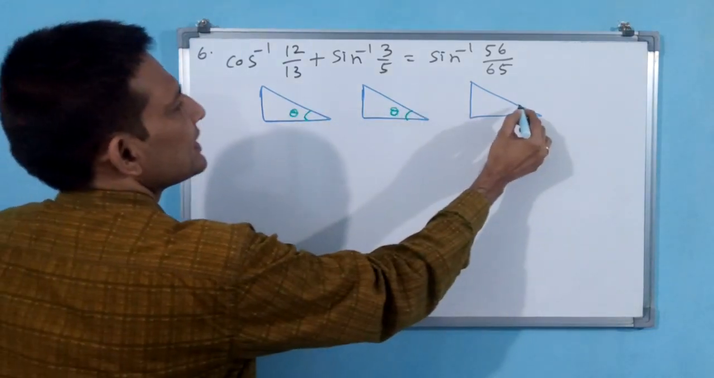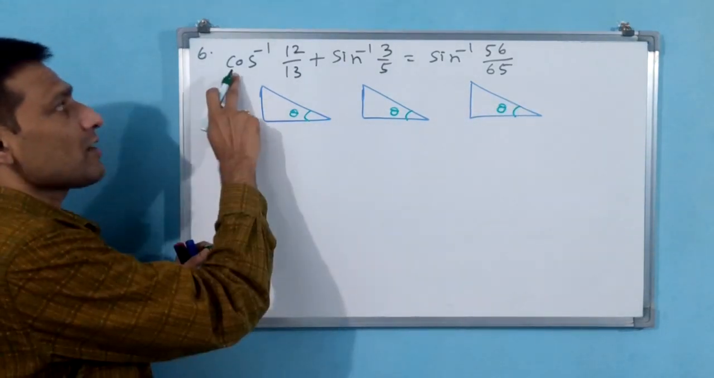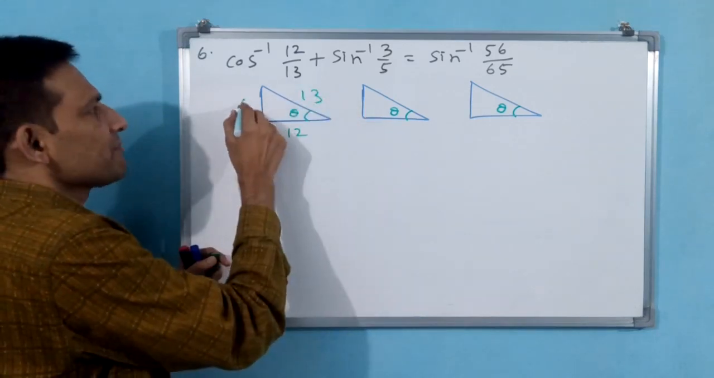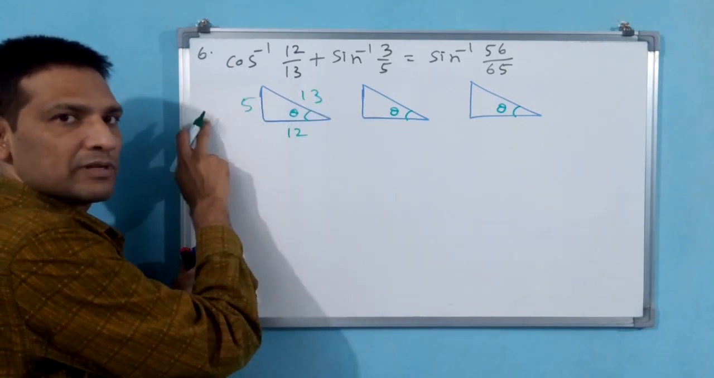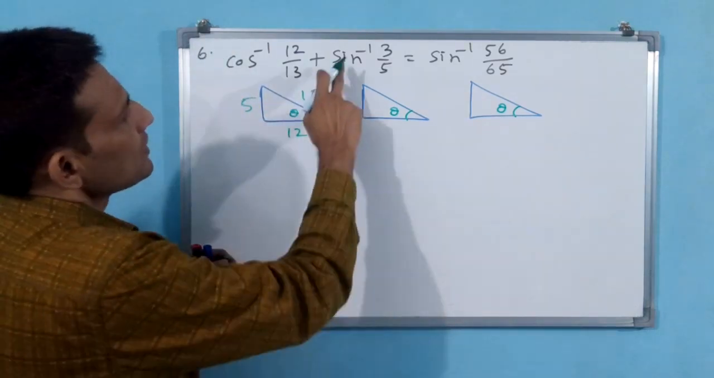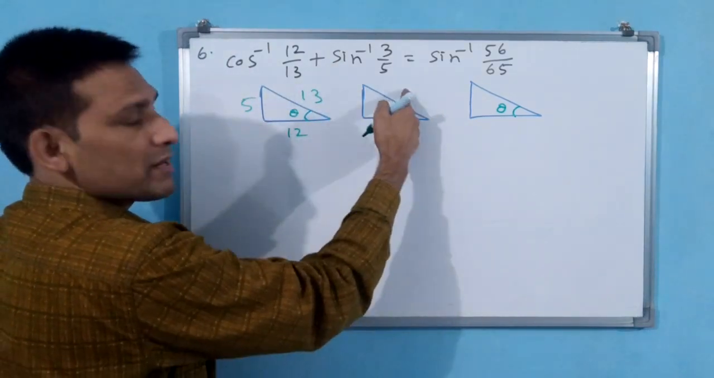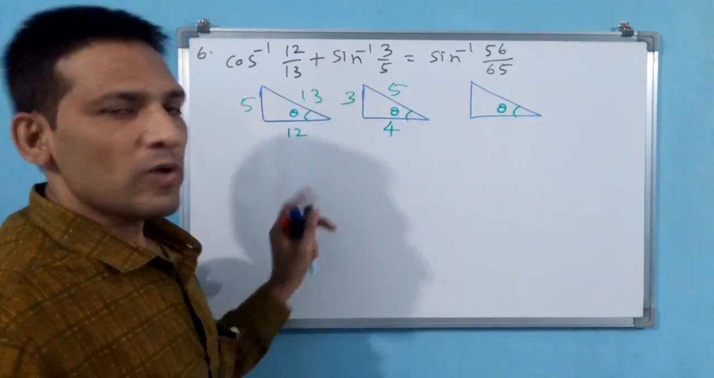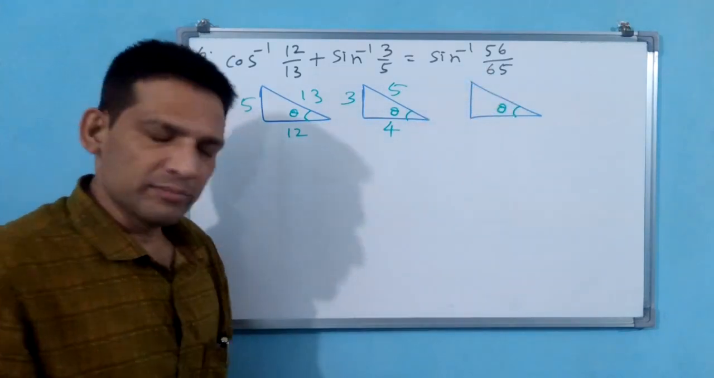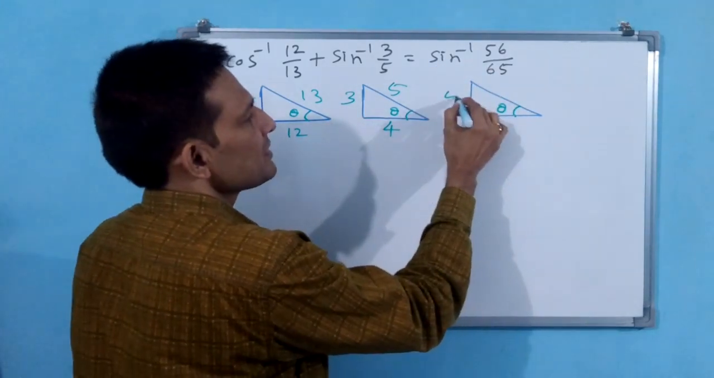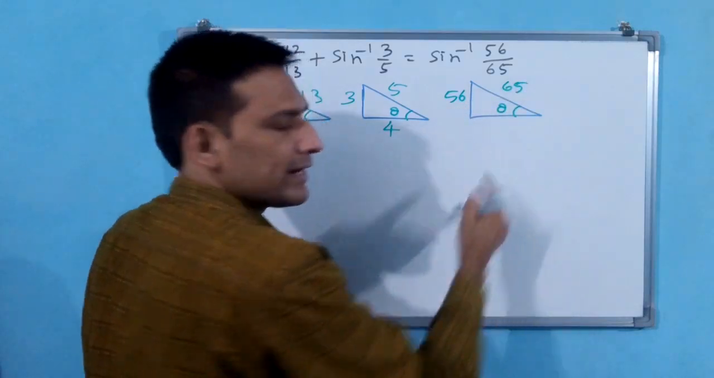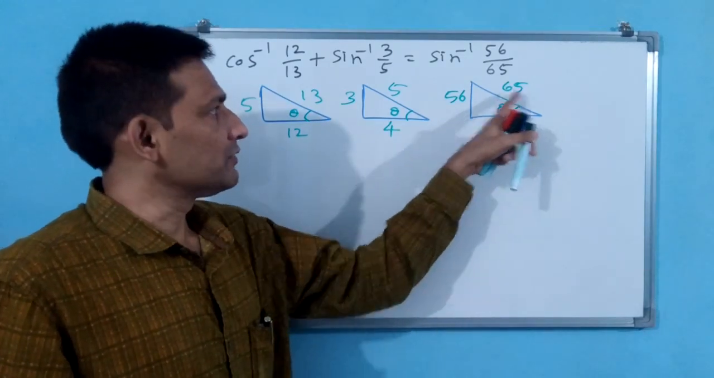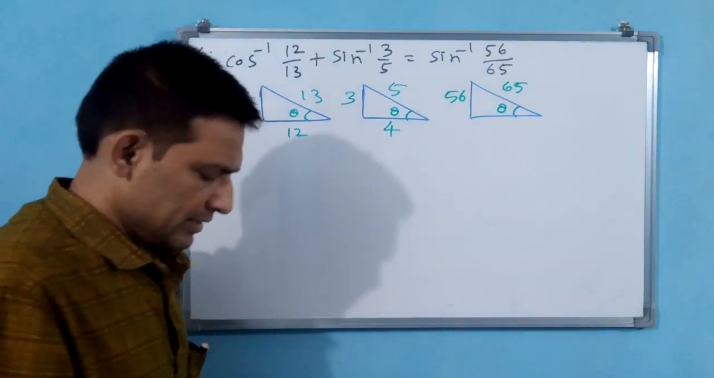Theta, theta, theta. Okay, here cos means adjacent by hypotenuse, 12 by 13. You know 12 by 13 means 5 will come: 144 plus 25, 169, root is 13. Sin means the opposite side by hypotenuse, 3 by 5, but here 4 will come. Two we have received easily, but only one you have to make some calculation. Here also sin, that means 56 by 65, here you have to find. I think earlier this 33 has come, 65, 56, 33. Even then we do it again.